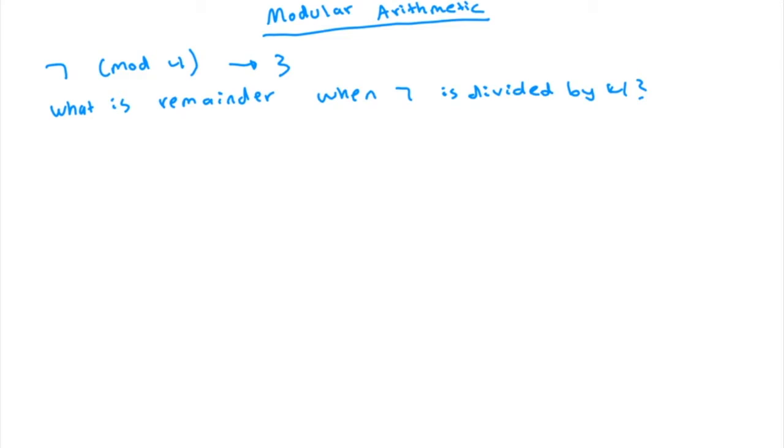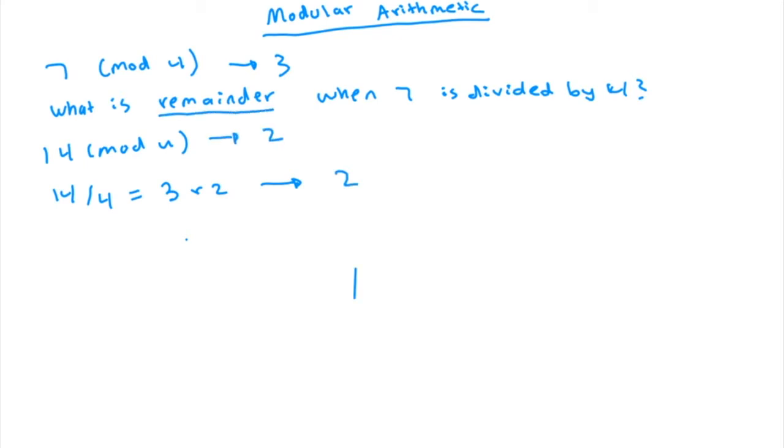So let's go over a few more examples. Let's say I'm asked to take the number 14 mod 4. Then we are asked, what is the remainder when 14 is divided by 4? In this case, if we divide 14 by 4, we will get 3 remainder 2, meaning that 14 mod 4 is equal to 2, or it's basically just the remainder.